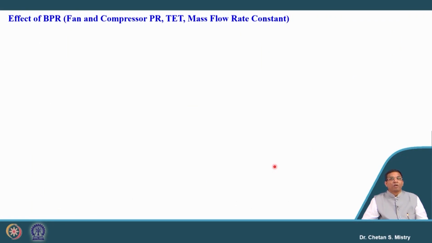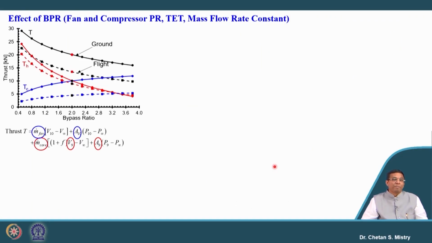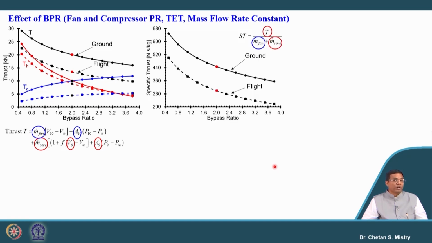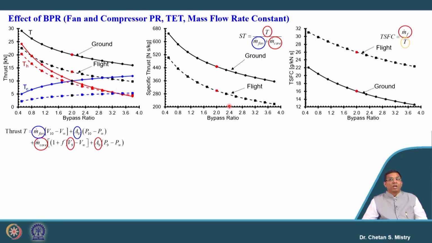Okay. Now, let us look at what is happening with the bypass ratio. So, the trend for both ground condition and flying condition is nearly the same, but we can say the amount of thrust which will be generated under flying condition is lower compared to our ground condition. Okay. And this is representing the specific thrust for both flying condition as well as for the ground condition.